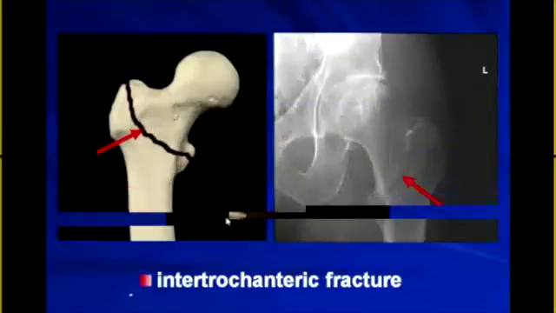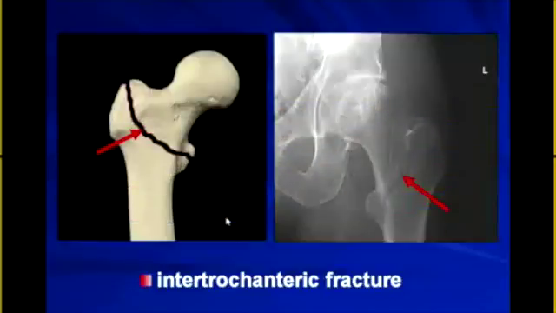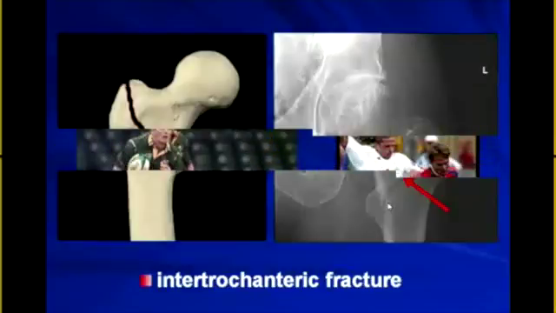The intertrochanteric fracture is a fracture between the trochanters. It can be due to muscle pull. This is what it looks like on the bone. This is what it looks like on the X-ray. And again, this is an extracapsular fracture that tends to do pretty well if it heals.